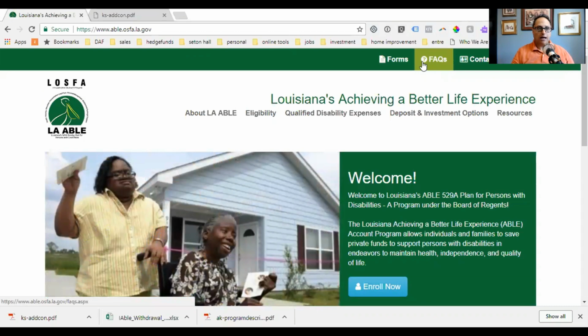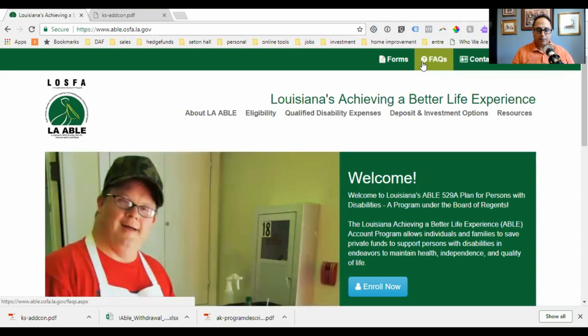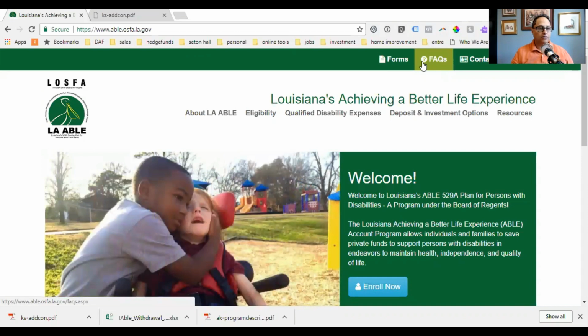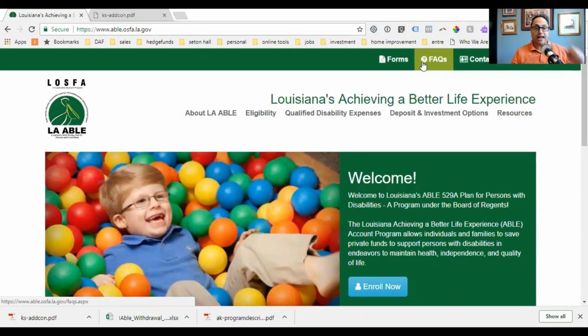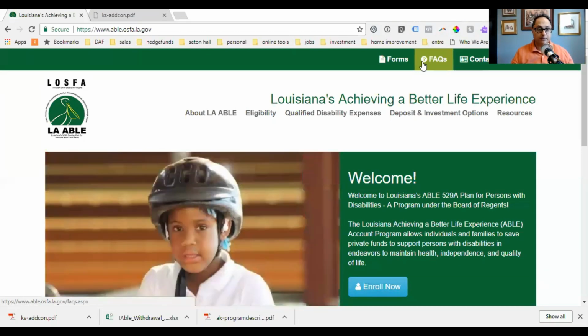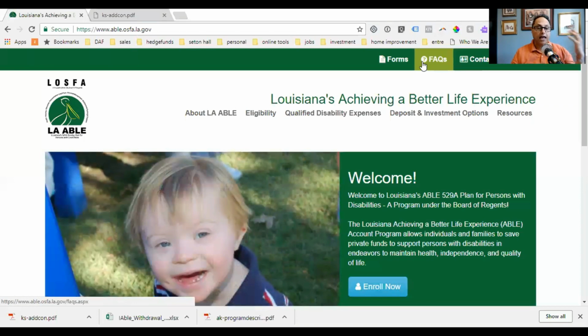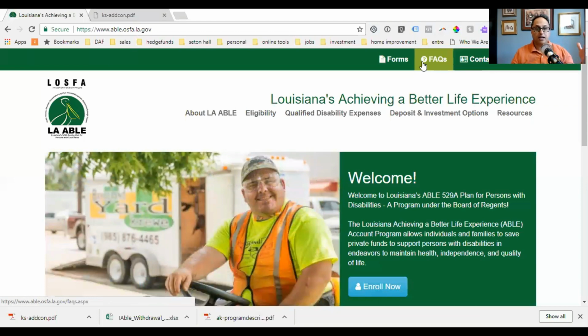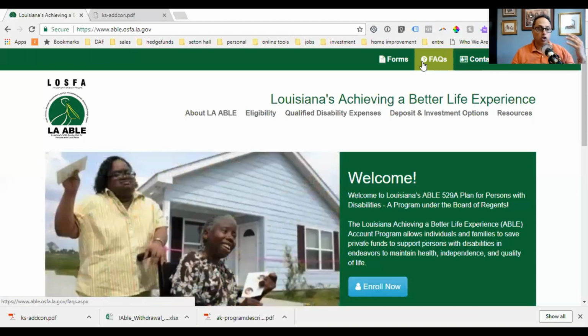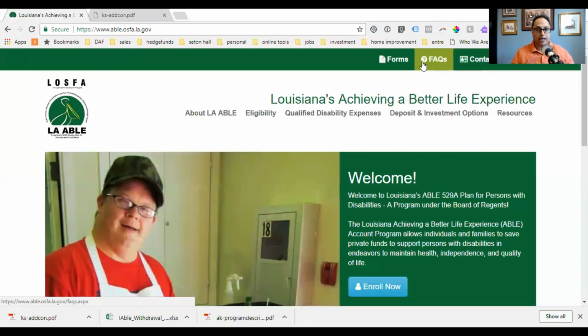Here we are on the Louisiana website. We're doing what we call a walkthrough so that those individuals that are debating or thinking about getting a 529A ABLE account for individuals with special needs can take this opportunity, check out the website, and get a better sense of what is there, and have some kind of familiar experience when they go back or choose to look at this program or other programs.